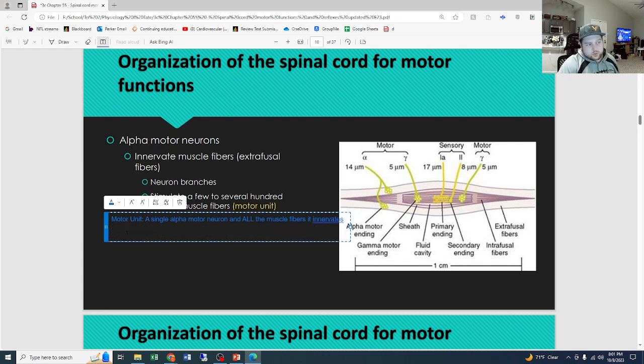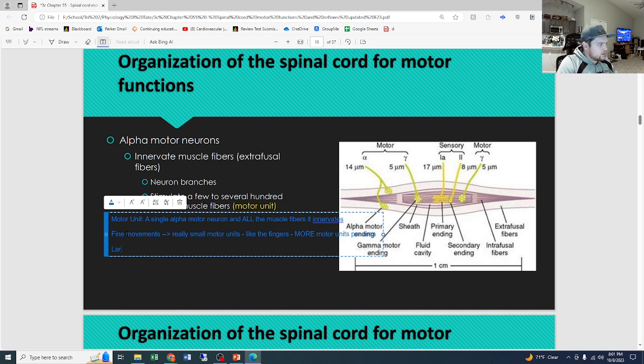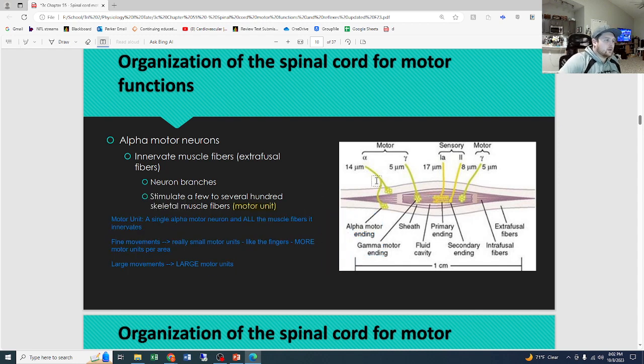This is important to remember as well for large movements versus fine movements. For fine movements, we have really small motor units, like the fingers. So we have more motor units per area. Whereas large movements, think like the quads or the hamstrings, large movements, large motor units. Cool.